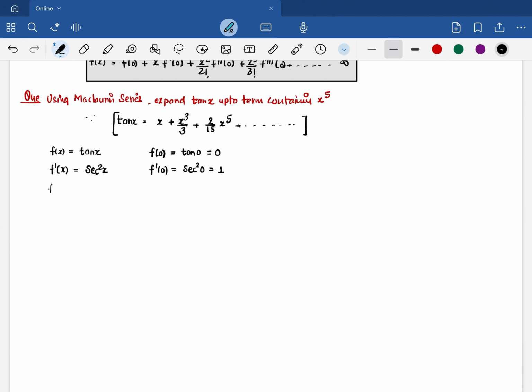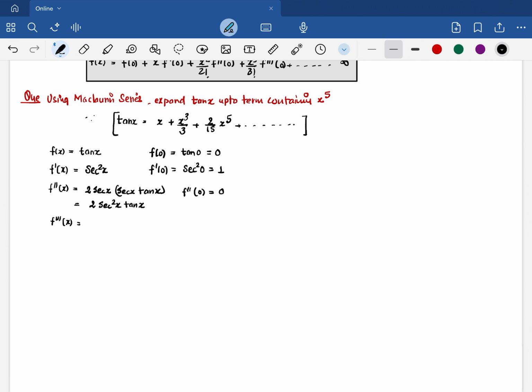Okay, let's talk about the second derivative. So how do we find the second derivative? What's the derivative of sec square x? Can we say this is nothing but 2 sec x, and the further derivative of sec x is sec x into tan x. So what's our final answer? 2 sec square x tan x. Now calculate the second order derivative at 0. Can we say the tan x term is there, so tan 0 will be 0 and this will make the term 0.